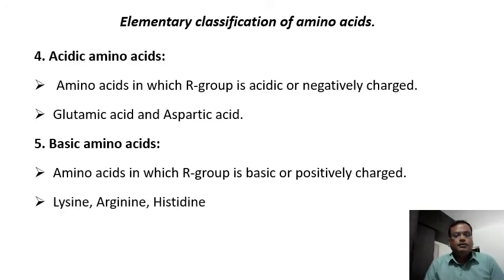Next, the fourth type of amino acids are acidic amino acids. So here are amino acids in which the R group is acidic or negatively charged. And the best examples for the acidic amino acids are glutamic acid and aspartic acid. The name itself tells you they are acidic in nature. And in the same way, we have basic amino acids in which the R group is basic or positively charged. So examples for basic amino acids are lysine, arginine and histidine.